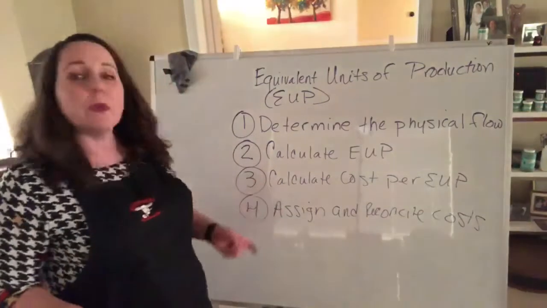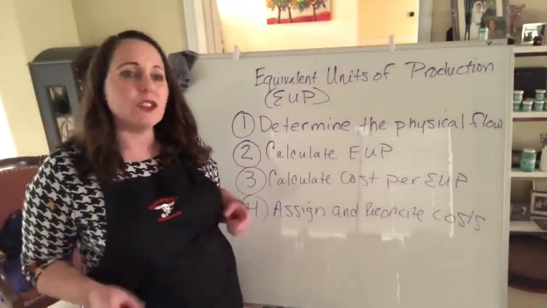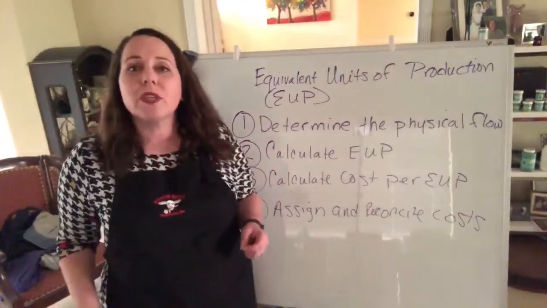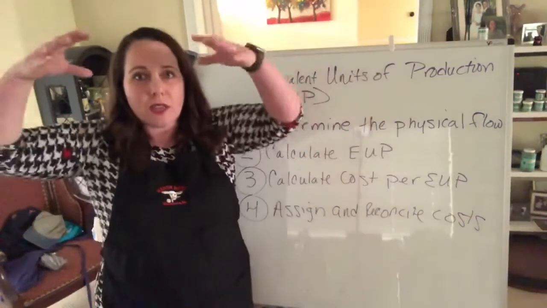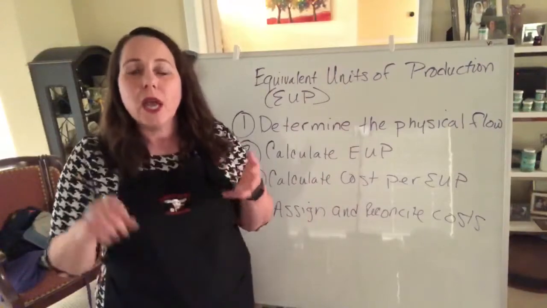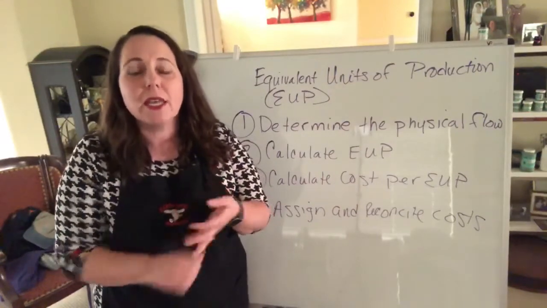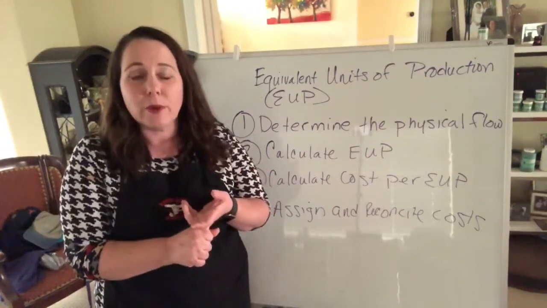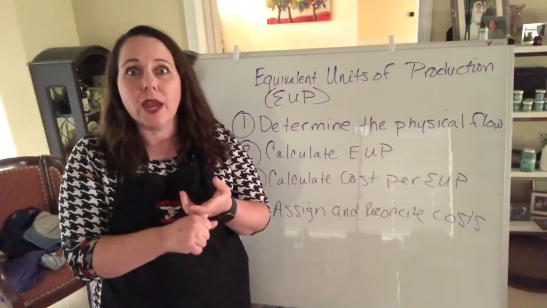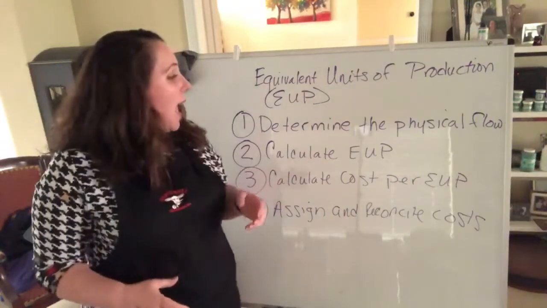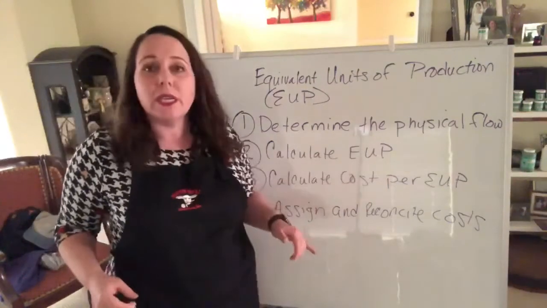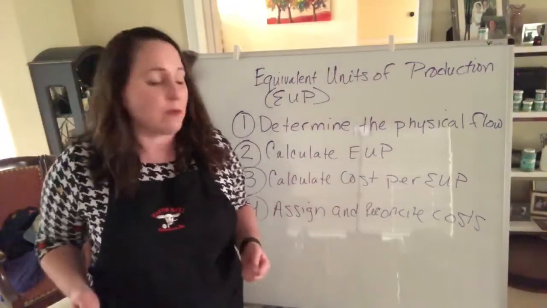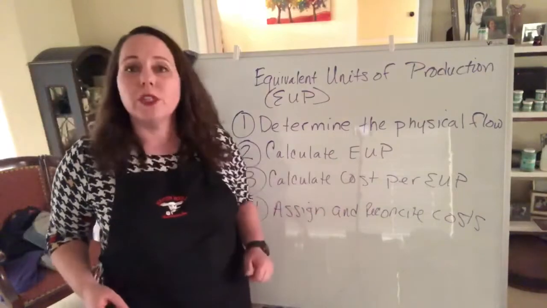All right, step 3, we're going to start talking about dollars. We're going to have dollars and units, because we're going to calculate our cost per EUP. We're going to take all of our costs in the period, our beginning inventory, plus the direct materials added, plus the conversion added. Remember, that's our direct labor and factory overhead. And we're going to divide that over our EUP, or equivalent whole units of production, to get a cost per EUP.